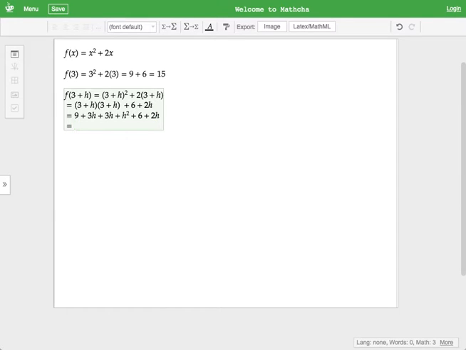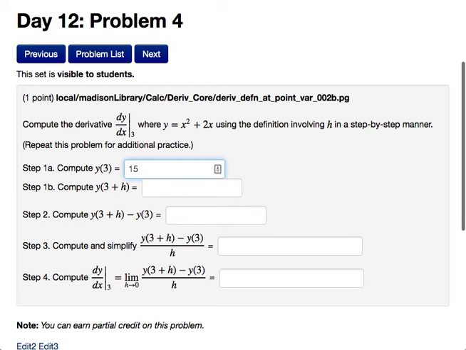And now we can collect all those terms. So what do we have? We have a 9 plus a 6 is 15. We have 3h, 3h, and 2h, so that's 8h. And we have h squared. Alright, so this value, the 15 plus 8h plus h squared, that's our expression for f of 3 plus h. Double check that we got that right.